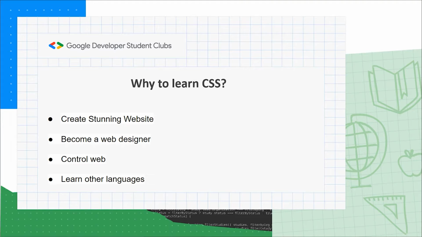Coming to the last, fourth point, learning other languages. If you know HTML and CSS, then all the related technologies like JavaScript, PHP, Angular become very easy to learn. So these are the reasons why we need to learn CSS. First is creating a stunning website, second is becoming a web designer, third is controlling web, and fourth is learning other languages.